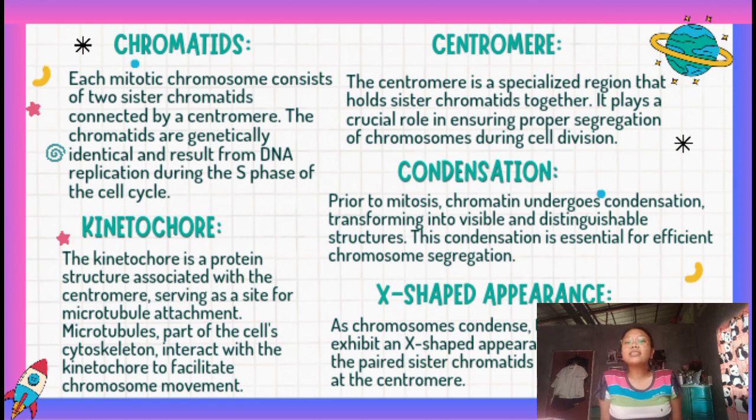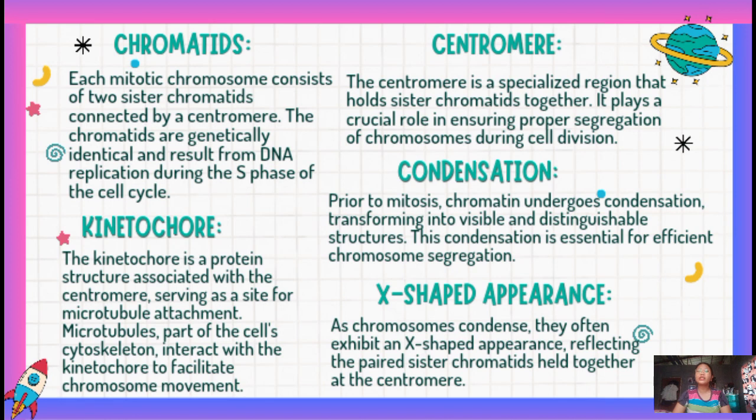The second one is the centromere. The centromere is the specialized region that holds sister chromatids together. It plays a crucial role in ensuring proper segregation of chromosomes during cell division. The third one will be the kinetochore. The kinetochore is a protein structure associated with the centromere. It serves as the site of microtubule attachment. Microtubules, part of the cell's cytoskeleton, interact with the kinetochore to facilitate chromosome movement.